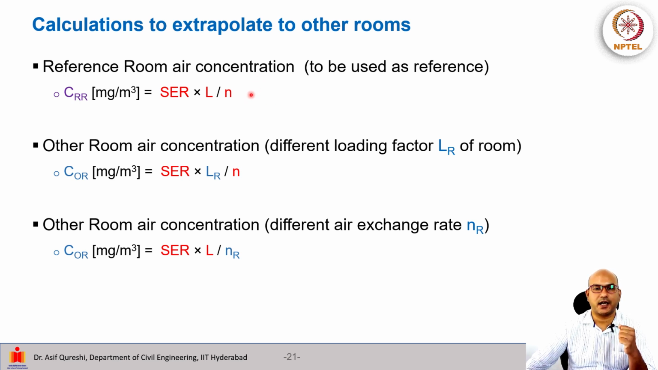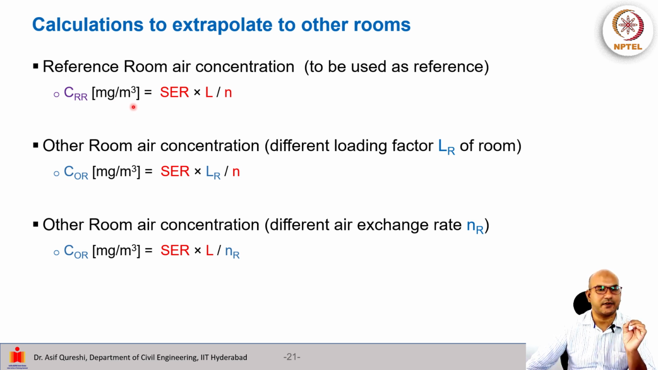Now we have to extrapolate it to the reference room air concentration. So here we had the variables loading rate and the exchange rate. So concentration in the reference room can be derived as SER multiplied by L, which is meter square per meter cube, divided by N. So eventually you can check, the units will again be milligrams per meter cube.